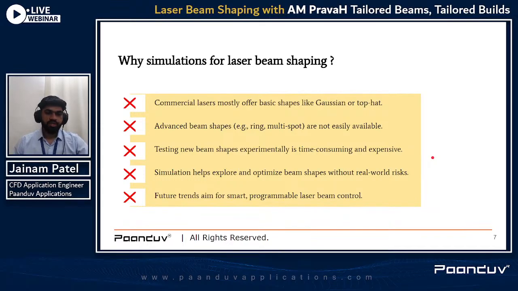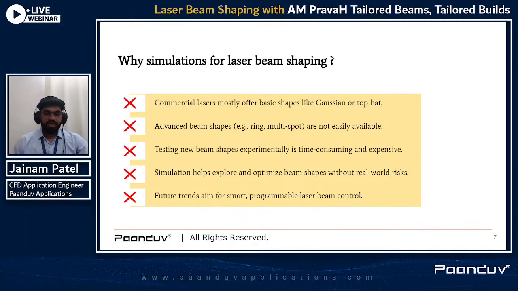So, why simulation for laser beam shaping? While laser beam shaping has clear benefits, the challenging part is that most commercial laser systems only offer basic shapes like the Gaussian shape or default shapes. Advanced profiles like the ring shape or multi-spot beams are difficult to access and require custom optics. Experimentally testing new beam shapes is also time-consuming, costly, and can carry the risk of damaging the equipment or producing poor quality parts.